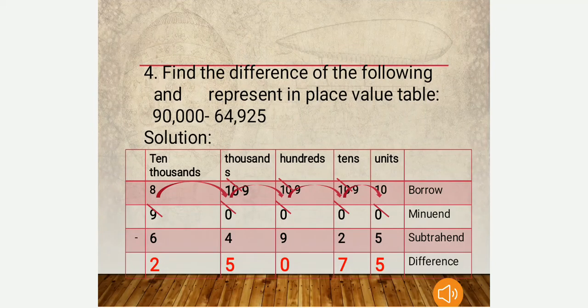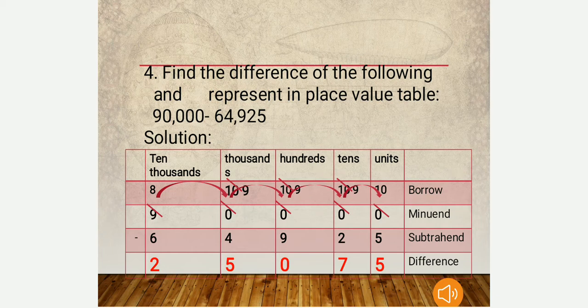The fourth example: find the difference of the following and represent it in a place value table. The question is 90,000 minus 64,925. Here I have taken the place value table system, so we have to insert the numbers. You have to read the place value table from right to left. First is units, then tens, then hundreds, then thousands, then last 10,000, because I am taking only a 5-digit number system.